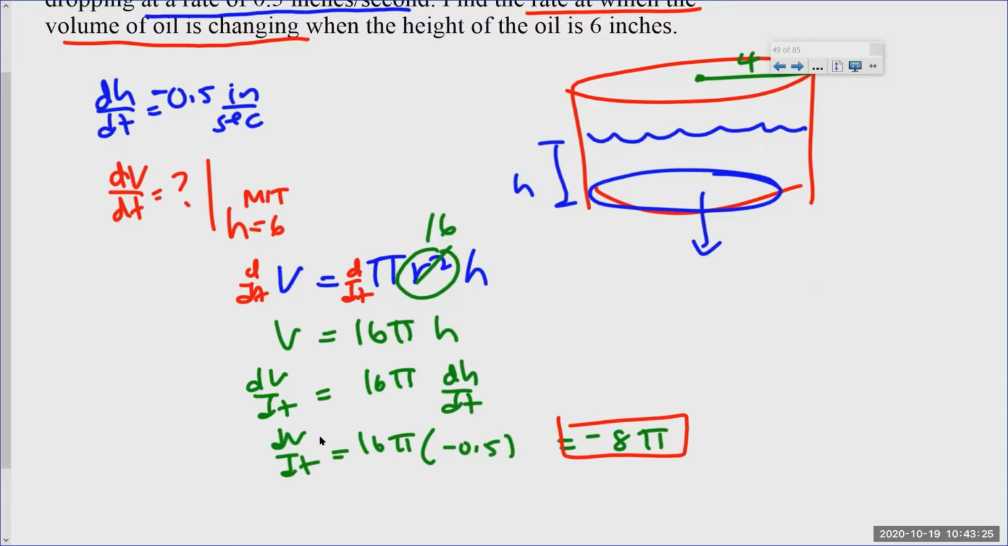Let's look at units in this problem. What's the units for volume? Go find a length and make it into a volume. So what length do I have here? Inches, but how do you make inches into a volume? Cubed. I need a time on the bottom. What's a unit for time? Seconds. And that's my answer, negative 8 pi inches cubed per second.